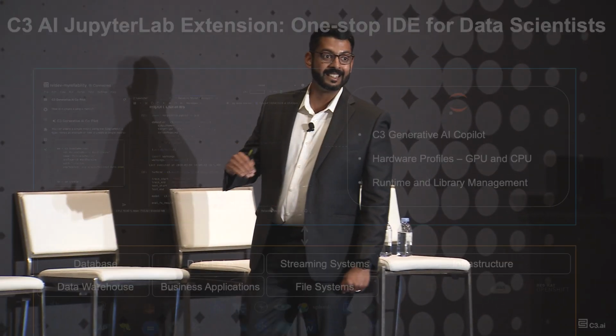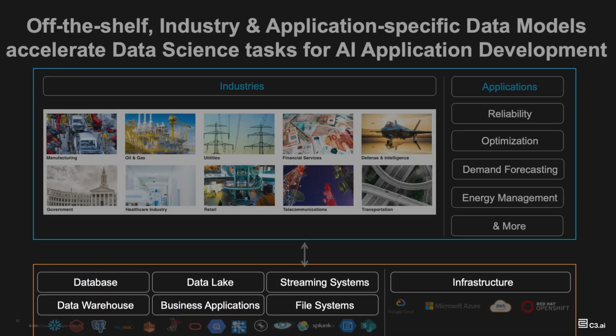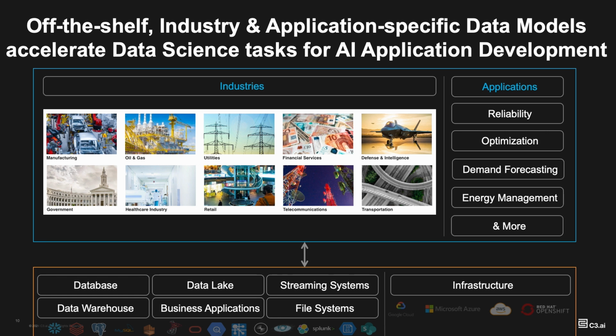All right, so this is if you just want to do raw exploration on data. But you guys are in the business of building value-driven AI use cases for your company. We are in the business of accelerating that for you. What do I mean by that? If you know a specific use case that you are building towards for an AI application, with C3, you get off-the-shelf industry and application-specific data models. That hugely accelerates data science development.